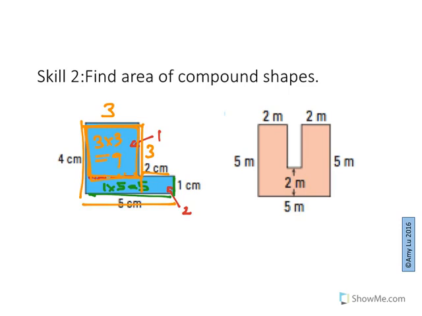So now what I have to do is add the areas together. 5 plus 9 gives me 14. And since it's area, it's centimeters squared.